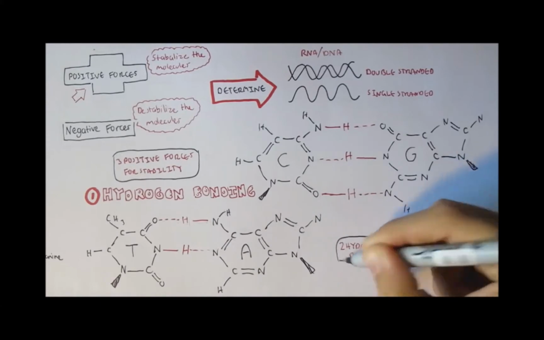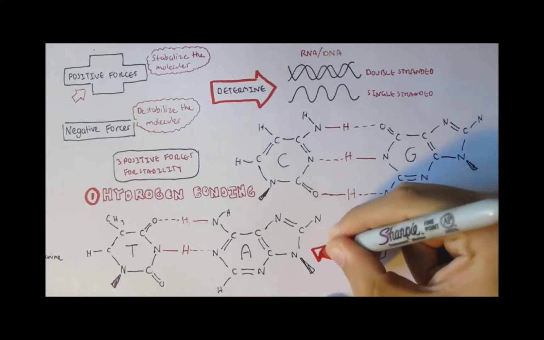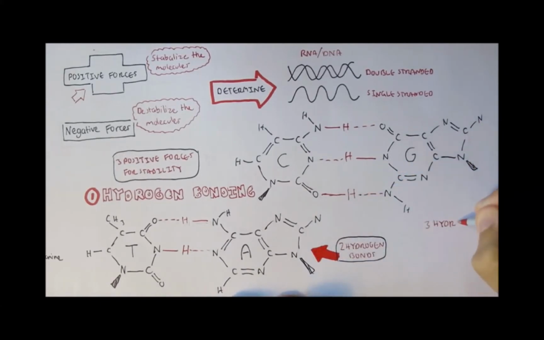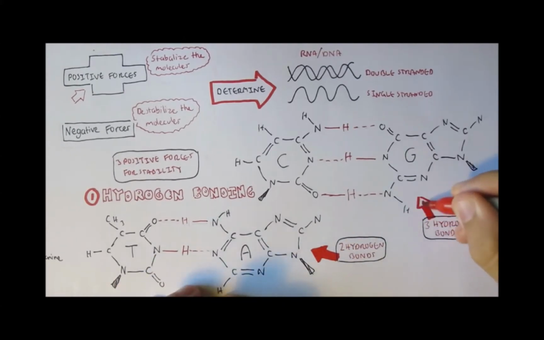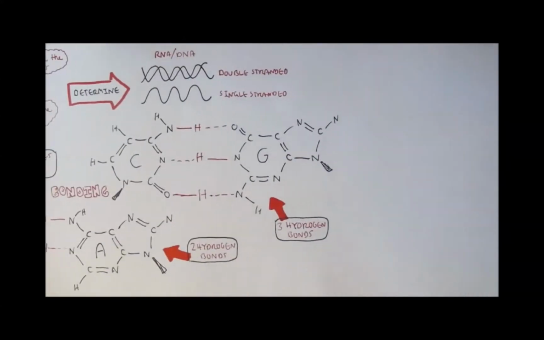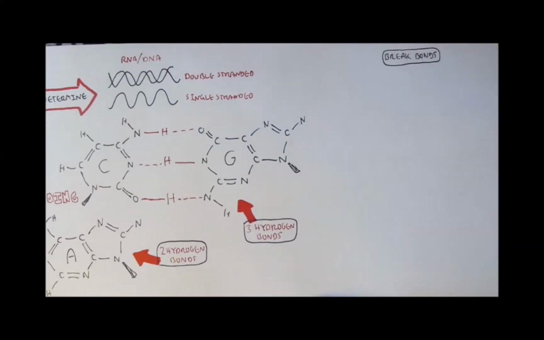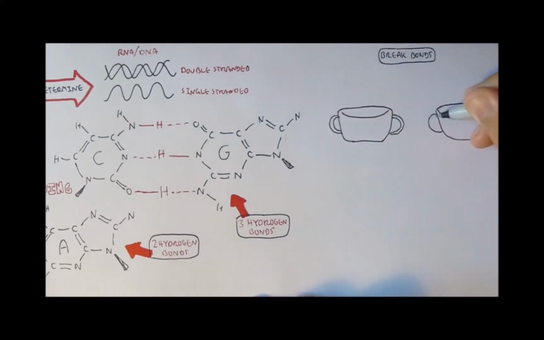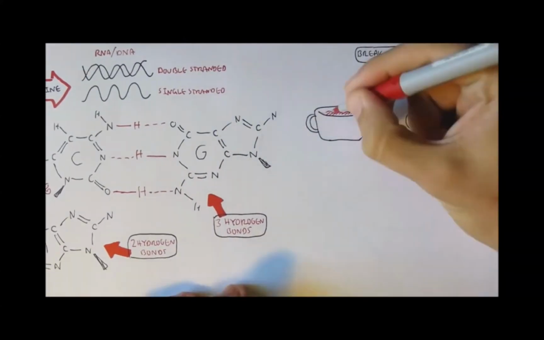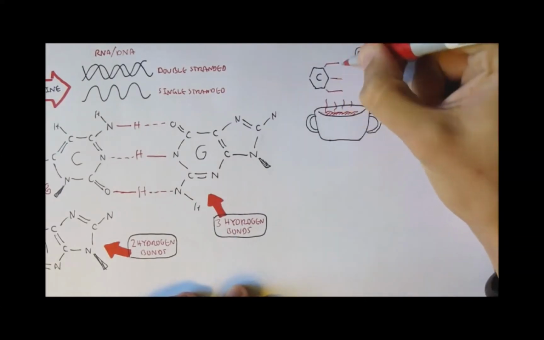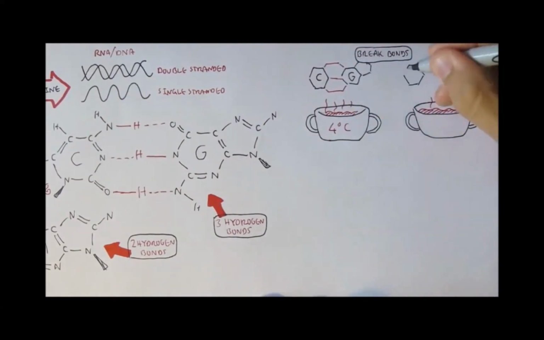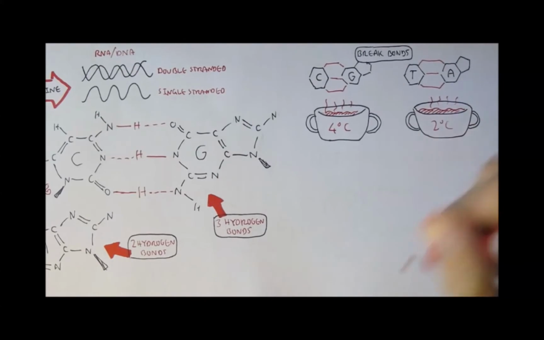3 hydrogen bonds. So obviously, cytosine and guanine are much stronger than adenine and thymine because it has more hydrogen bonds. C and G has more hydrogen bonds. An example can be shown by their breaking points. So for example, cytosine and guanine's breaking point, where the hydrogen bonds break, can be broken at 4 degrees Celsius, whereas adenine and thymine's breaking point is at 2 degrees Celsius.